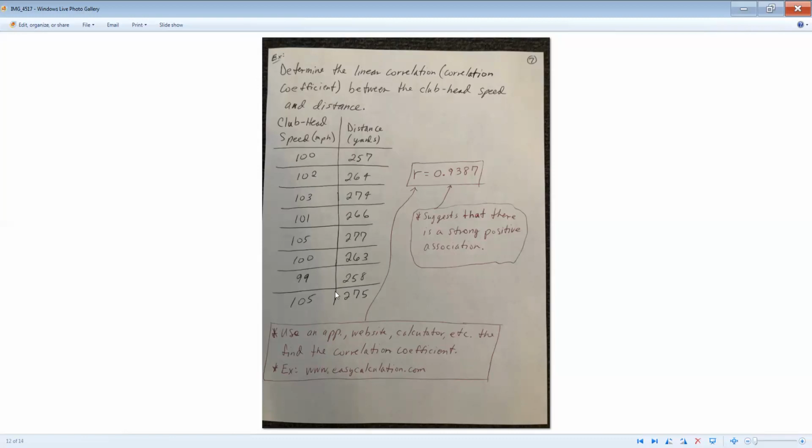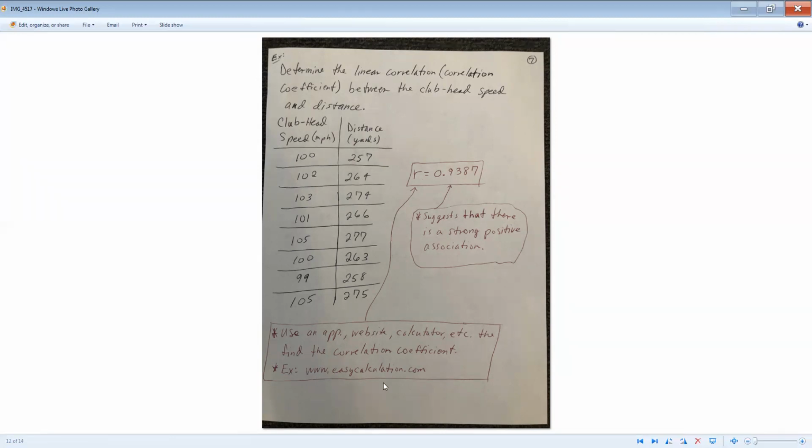So this book does not focus on the calculation of the correlation coefficient or how well you know how to use the formula. They just focus on the application. So find an application, website, calculator, or something of that nature that will be able to calculate the correlation coefficient for you reliably.